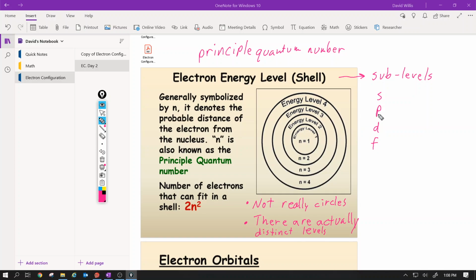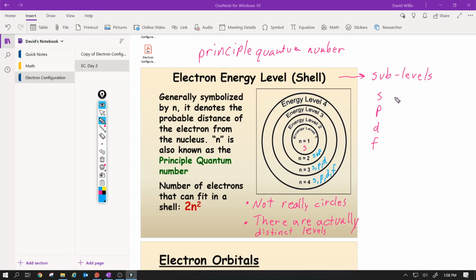Energy level 1 only contains an S. Energy level 2 contains an S and a P. Energy level 3 contains an S, a P, and a D. And everything from 4 on contains an S, a P, a D, and an F sublevel.